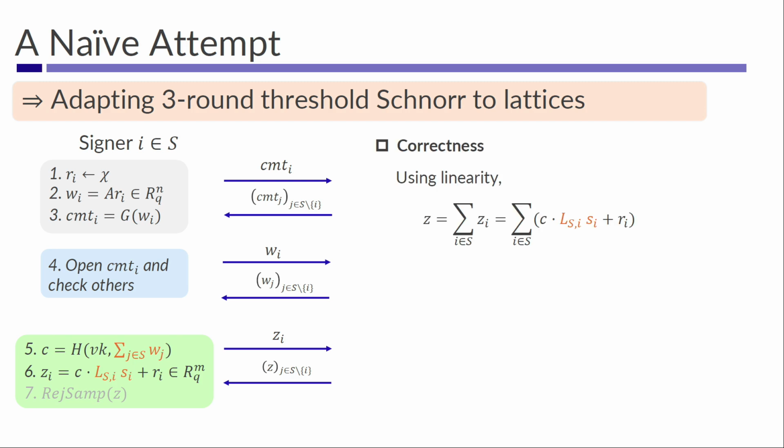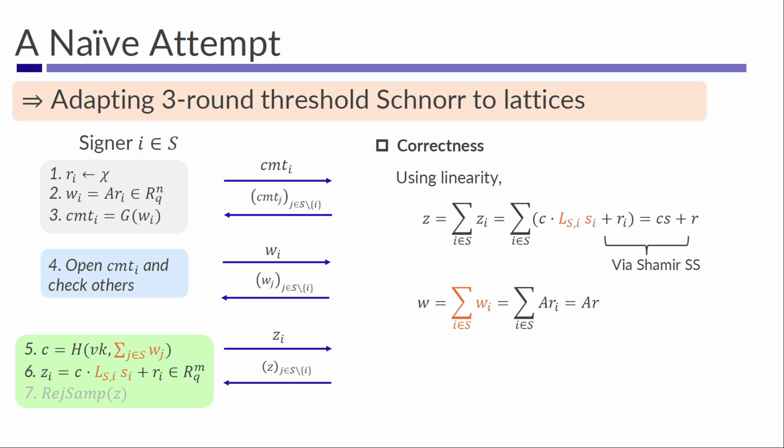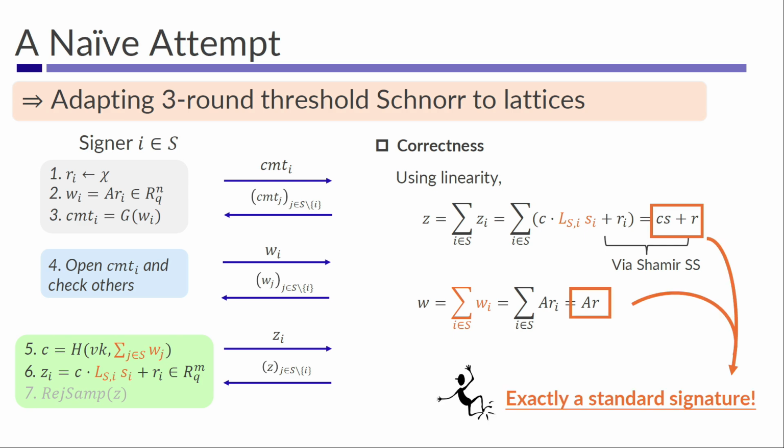Let's verify correctness. Using linearity, the response will just be that, and due to the correctness of Shamir secret sharing, we can turn that into S. So we have C times S plus R. For the commitment W, we just linearly combine it, and it's going to be A times R now. The important part is that when you look at this, this is exactly the original format that we wanted from Lyubashevsky's signature scheme. So it satisfies correctness.